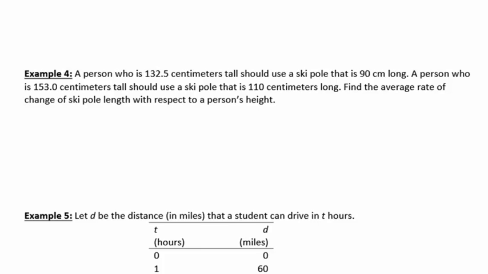Example 4: a person who is 132.5 centimeters tall should use a ski pole that is 90 centimeters long. A person who is 153 centimeters tall should use a ski pole that is 110 centimeters long. Find the average rate of change of the length of the ski pole with respect to height. First, we need to decide what the independent and dependent variables are. The length of your ski pole is going to depend on your height. So we're going to have independent being your height and dependent being your pole length.